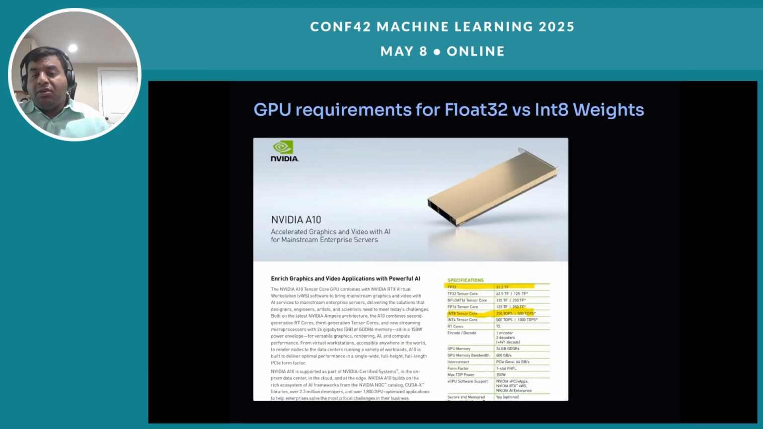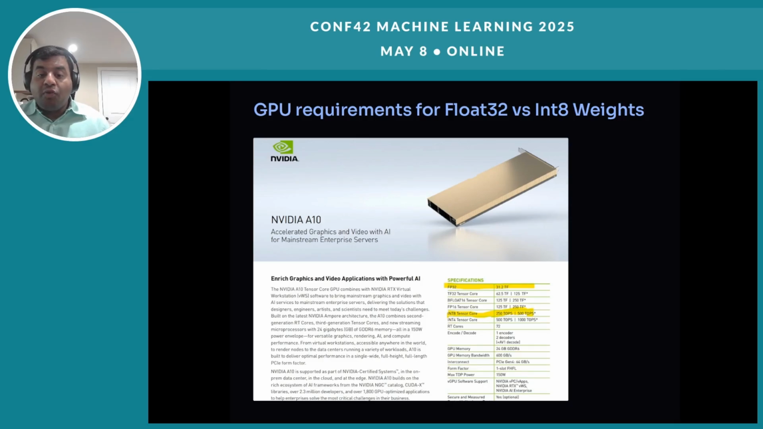Why is quantization, particularly to integer 8, so beneficial for hardware? Let's look at the specs for the NVIDIA A10 GPU, often found in servers but illustrating a common principle in accelerators. Notice the performance figure. For standard floating point 32 math, it delivers 31.2 teraflops. But look at the integer 8 performance using its tensor cores: 250 tera operations per second, potentially up to 500 TOPS with sparsity features. This massive increase in throughput for integer 8 operations compared to floating point 32 is why quantization is so effective and so critical.